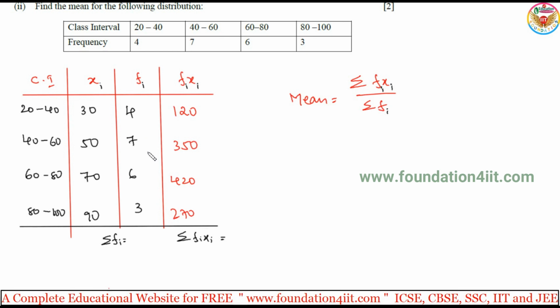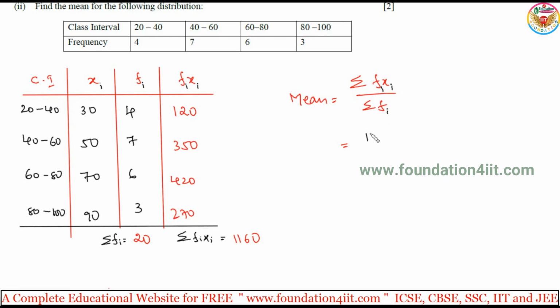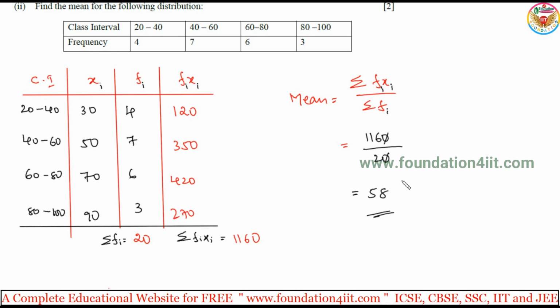4 plus 7 plus 6 plus 3, 20. This is 0. And next 6, 1, 1. So 1, 1, 6, 0. Then mean is equal to sigma fi xi by sigma fi formula. 1160 by 20. This is for the direct method because they did not mention any method, so you can use the direct method. 116 by 2, 0 0 cancel, 58. So 58 is the mean. So this is a straight problem we can apply this to. Right, and next question.